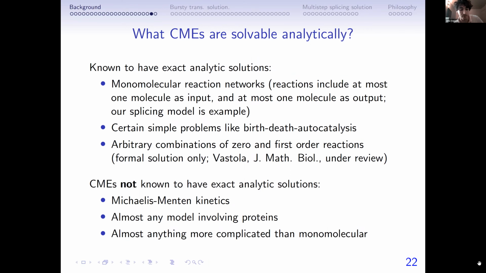Meanwhile, what problems are not known to have exact analytic solutions you can write down on paper? Something as simple as Michaelis-Menten kinetics, where you have something that binds and unbinds. Almost anything involving proteins.